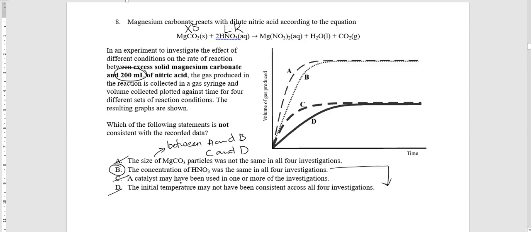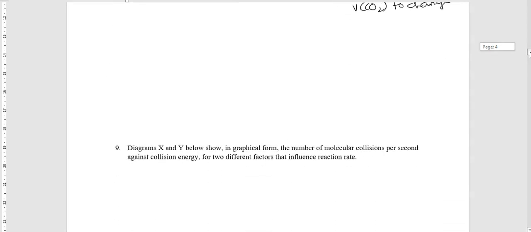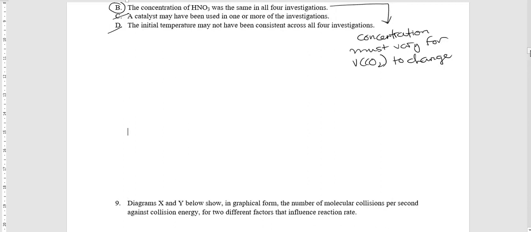This is not consistent with the data because concentration must vary for V of CO2 to change. And this is because nitric acid is a limiting reagent and the question already specifies that the volume of nitric acid must be fixed. The only way to change the number of moles now is to change the concentration. So that's it. It's really not that bad now you think about it, if you thought about it.